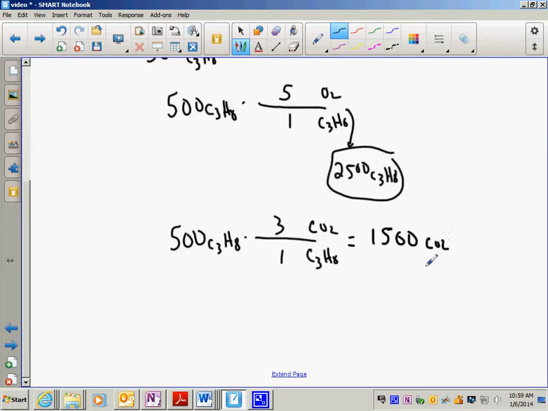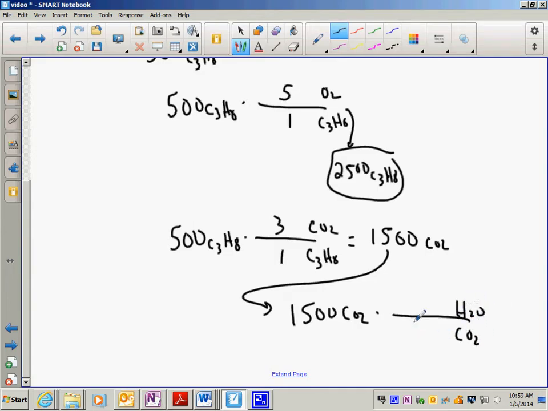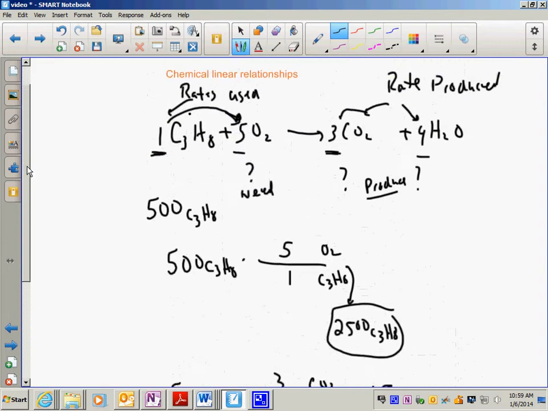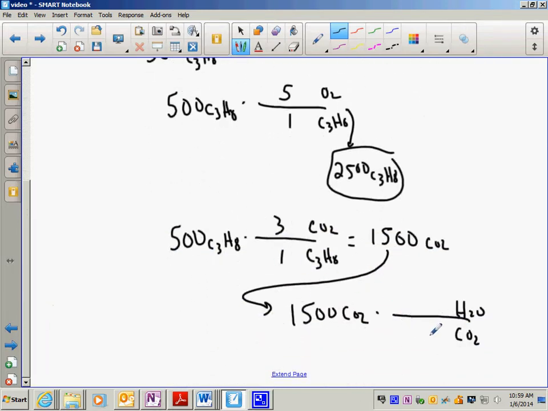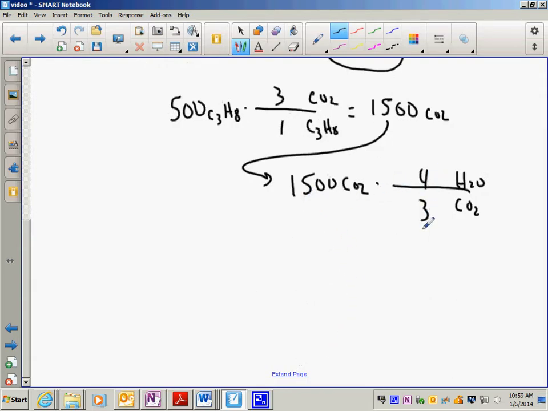equals 1,500 CO2s. And I'm going to jump off the 1,500 for my next calculation and say, okay, if I produce 1,500 CO2s, how many of my waters would also be produced? This relationship is also locked by the chemical reaction. If I produce 3 CO2s, I will produce 4 H2Os. They have to happen together. 3 to 4 ratio. Again, take your calculator, 1,500 times 4 divided by 3, and you'll get your answer. 1,500 times 4 is 6,000, divided by 3 is simple math, giving us 2,000 H2Os.